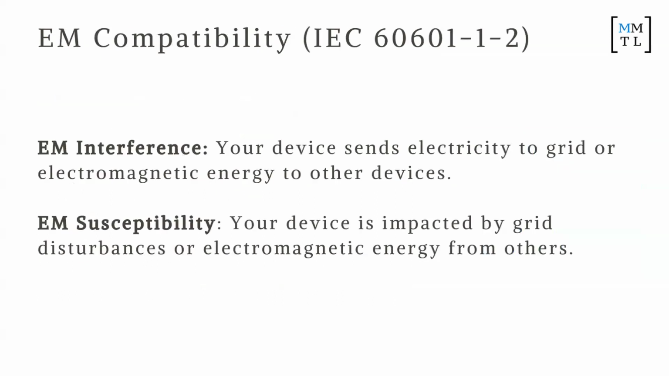Okay, and then the third standard you need to adhere to is what's called electromagnetic compatibility, which just indicates that your device is not going to send weird electricity to the grid, right, and mess up the whole grid, or send other electromagnetic energy to other devices, okay? So you're just going to interfere with a CT machine that's upstairs or something, or an MRI machine that's downstairs. EM susceptibility means that your device itself is not going to be impacted by grid disturbances or other devices, okay? So you just need to again demonstrate that your device can operate safely with other ones.